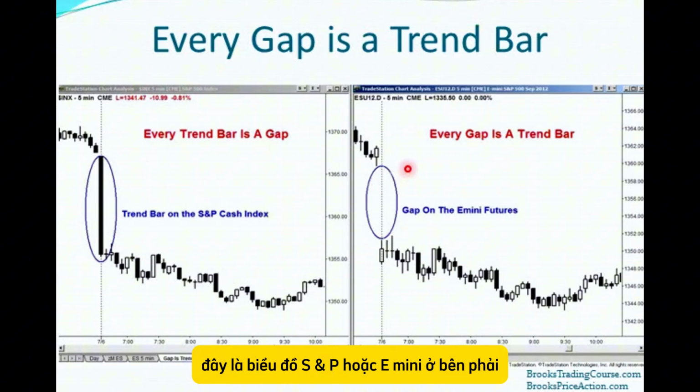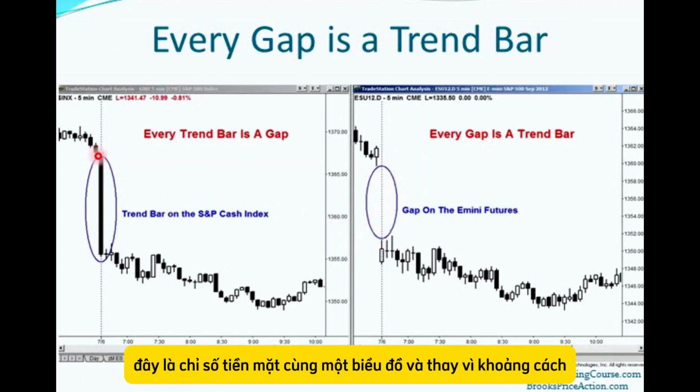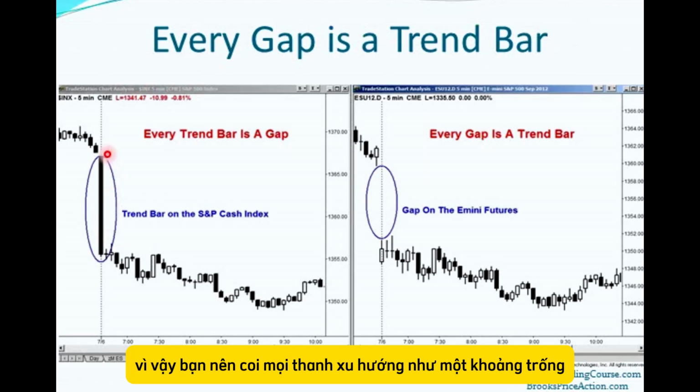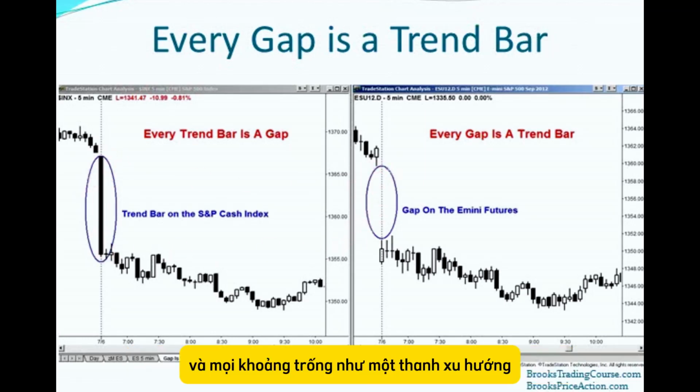Here's the S&P or the E-mini chart on the right, the futures contract, and it gapped down. So there's a big gap here. However, this is the cash index, same chart, and instead of a gap, there's a trend bar. So you should think of every trend bar as a gap and every gap as a trend bar.